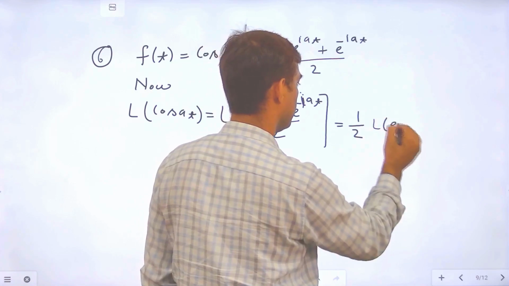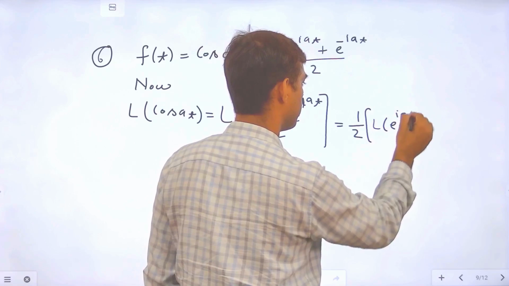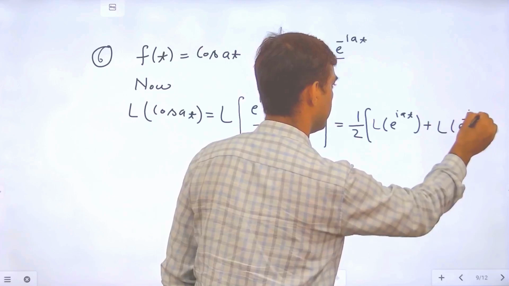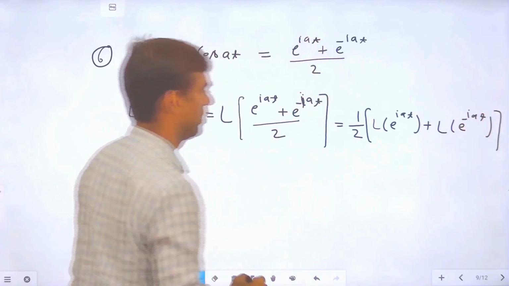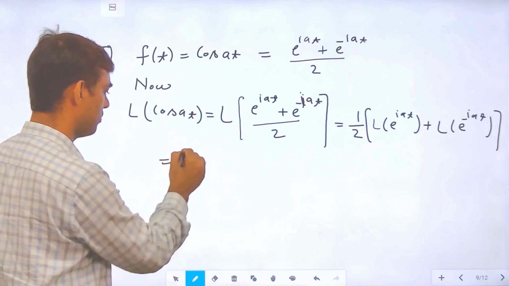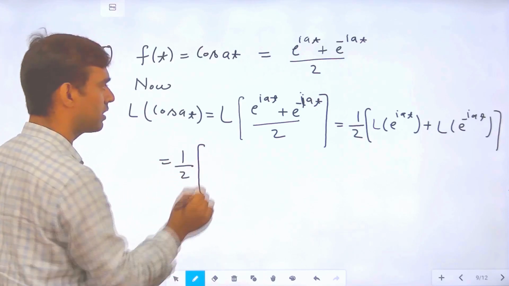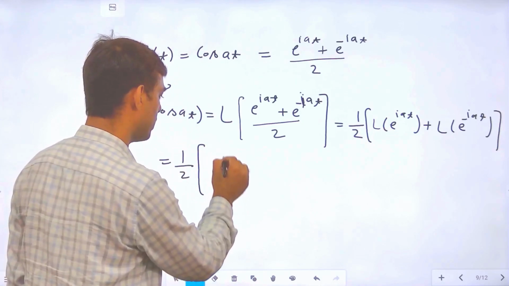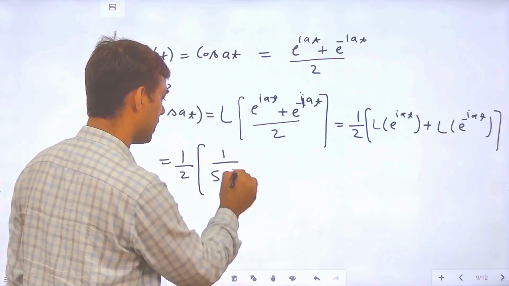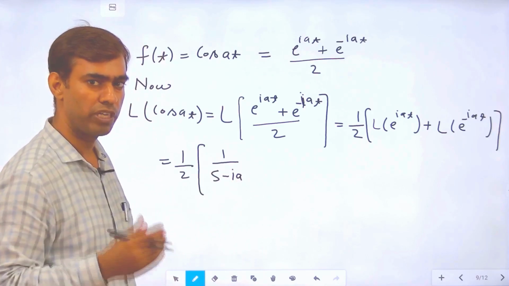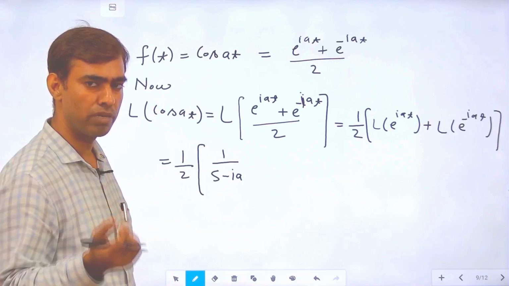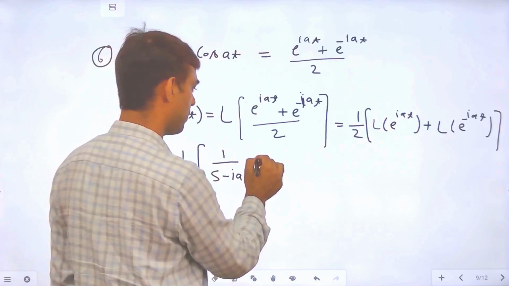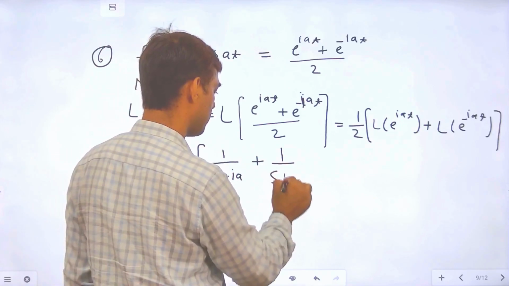Laplace transform of e to the power iat plus Laplace transform of e to the power minus iat. As we know, this becomes 1 upon 2 times the Laplace transform of e to the power iat. What does that become? 1 upon s minus ia, because the Laplace transform of e to the power at is 1 upon s minus a. So e to the power iat becomes 1 upon s minus ia plus 1 upon s plus ia.